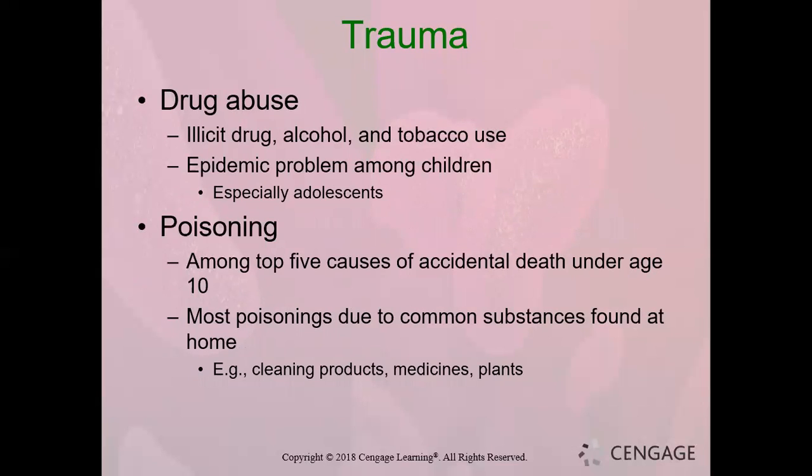Drug abuse, they're trying to get away from the word abuse and saying misuse, but there are many different types. Poisoning is still among the top 5 causes of accidental death under the age of 10. Most poisonings are due to common substances, things around the house.